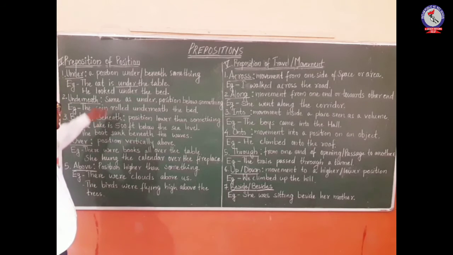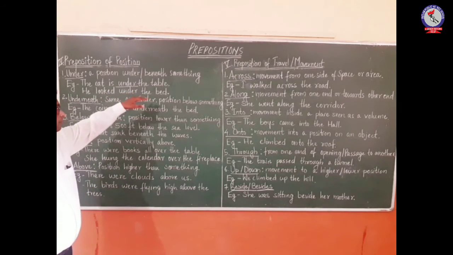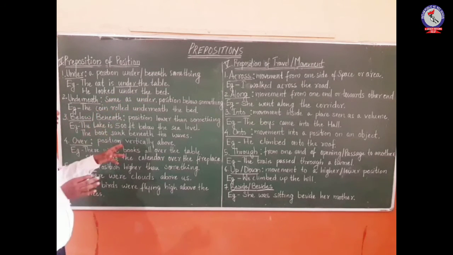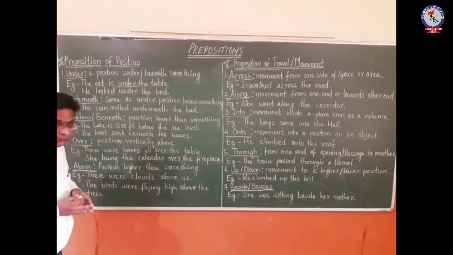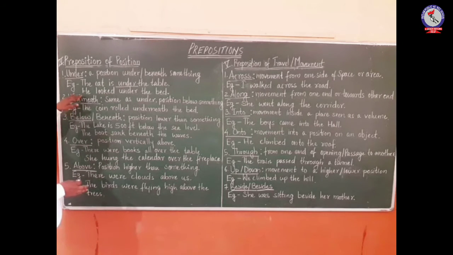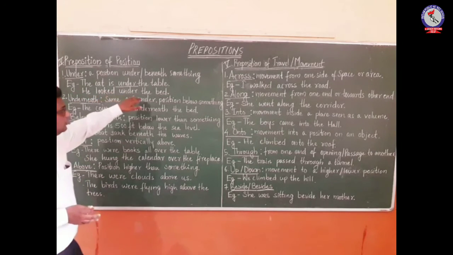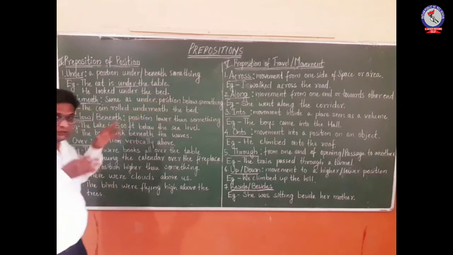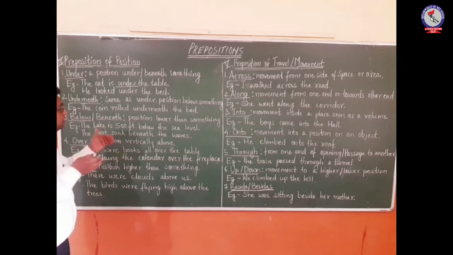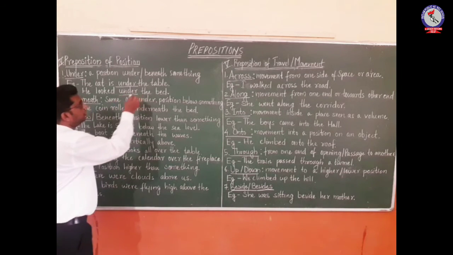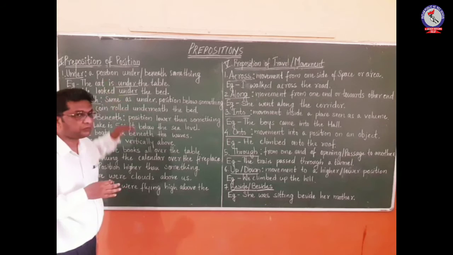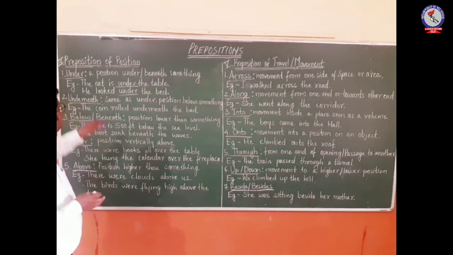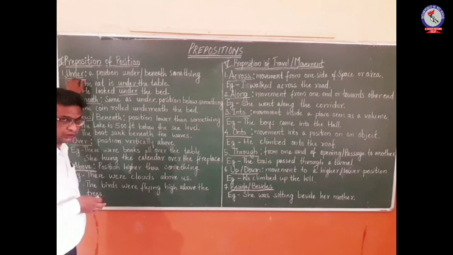The cat is under the table. So it shows us the position of the cat, that is beneath or under the table. Now see another example. He looked under the bed. Where he is looking: under the bed. So wherever we are showing the position under or beneath something, we can make use of under.